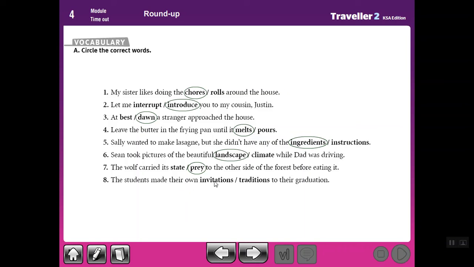Invitations here means to ask someone to come to a place, to a party, to your house, and so on. Ask him or ask them. Traditions here means customs, beliefs of the people from one generation to another. عادات الناس. So the students made invitations, دعوات. Okay.